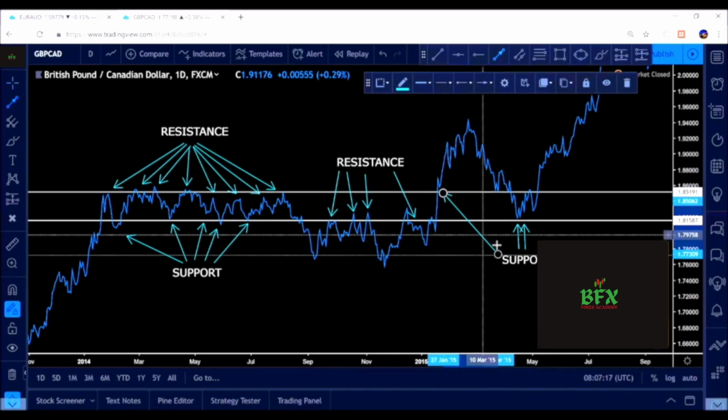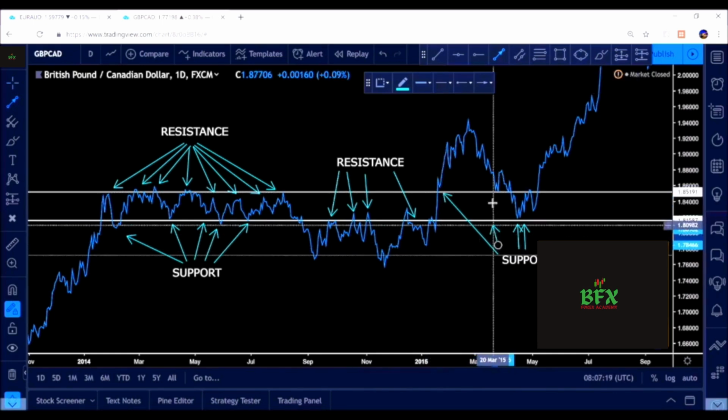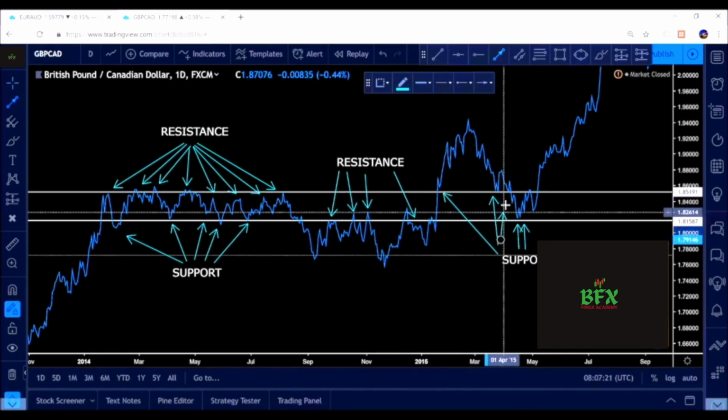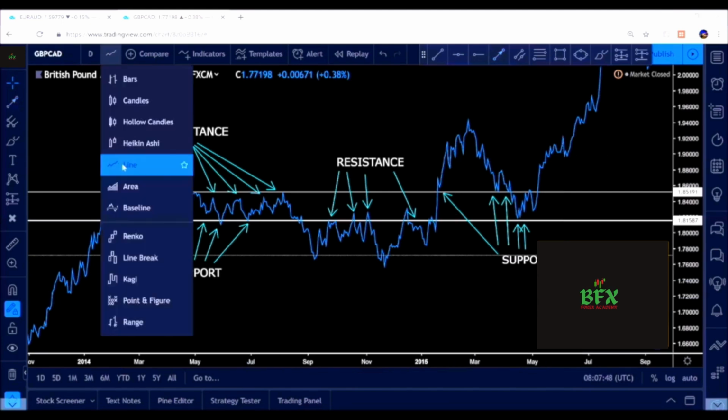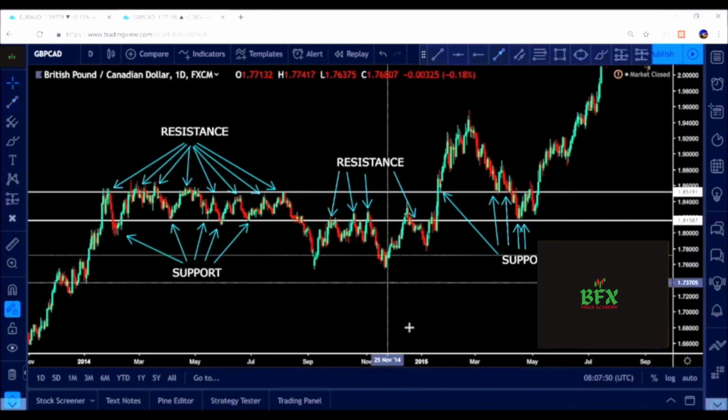We can see support here, here, right here. And that's what we want to see. We want to see reactions on both sides of these levels. And it's clear that we do have that here. Now, what we're going to do is flip back to the candlestick chart and take a look. All right.